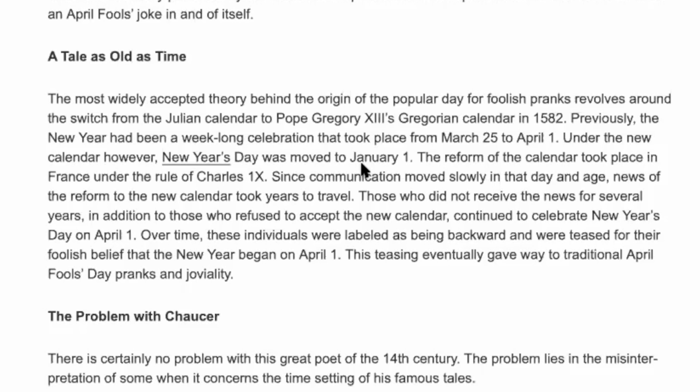The reform of the calendar took place in France under the rule of Charles IX. Since communication moved slowly in that age, news of the reform about the new calendar took years to travel. Those who did not receive the news for several years, in addition to those who refused to accept the new calendar, continued to celebrate New Year's Day on April 1 itself. Over time, these individuals were labeled as being backward and were teased for their foolish beliefs that the new year actually began on April 1. This teasing has now become April Fool's Day.